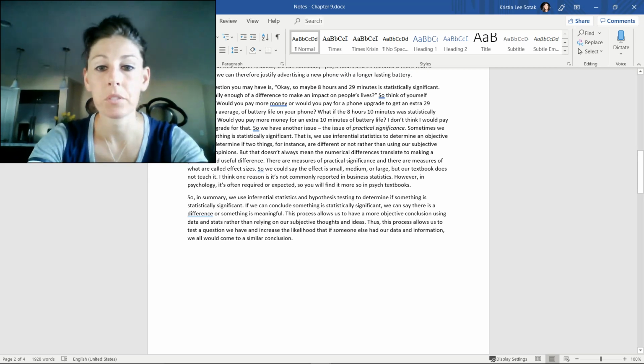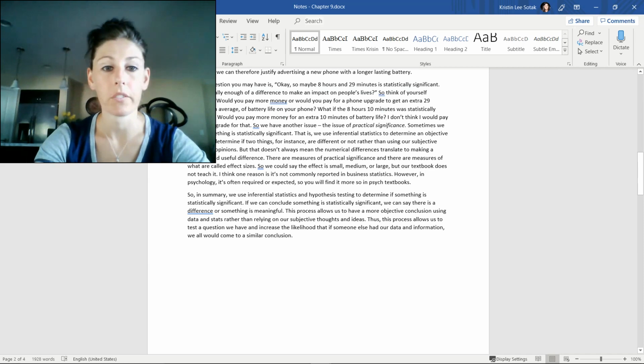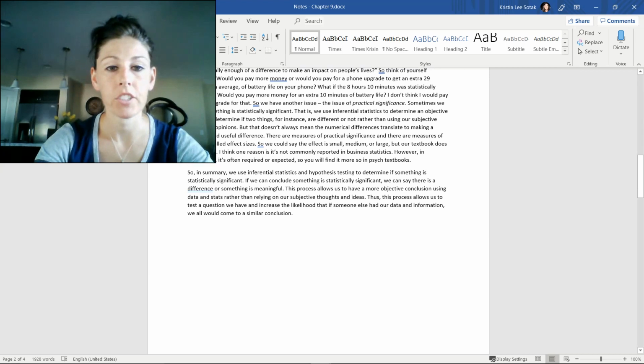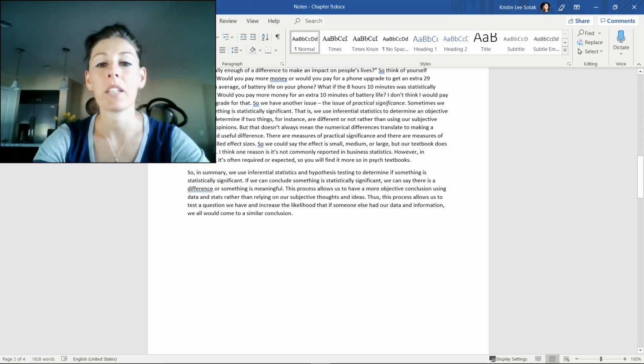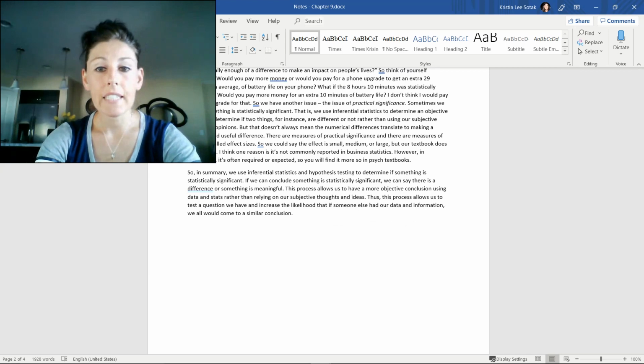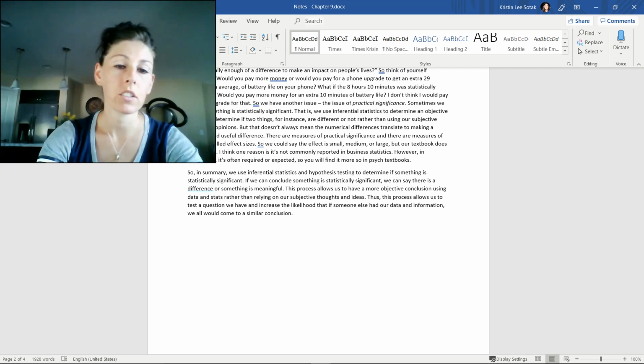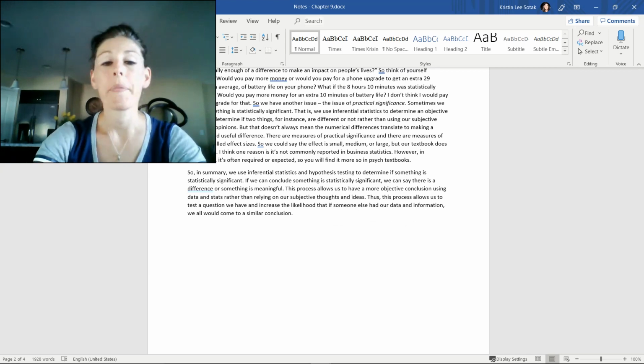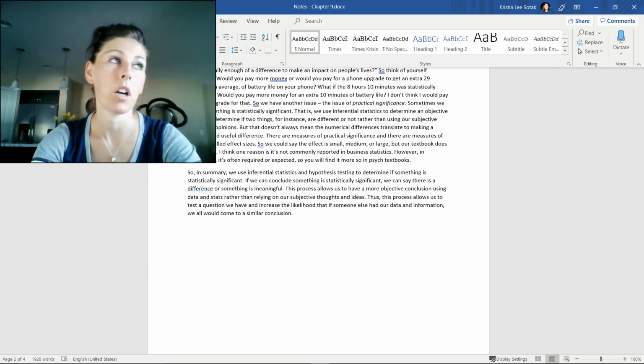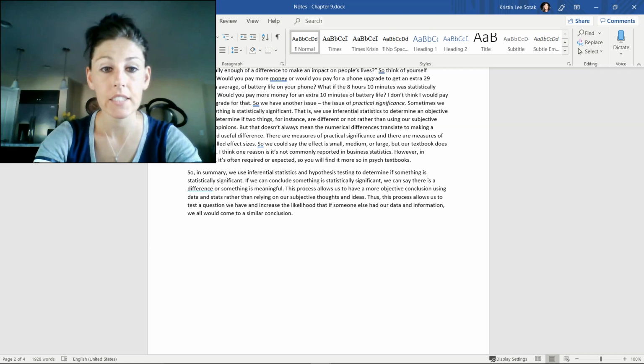We use inferential statistics to determine an objective answer, determining if two things are different, like I just said. But that doesn't always mean that the numerical difference that we find translates to making a practical and useful difference. So there are measures of practical significance. There are measures of what are called effect sizes.